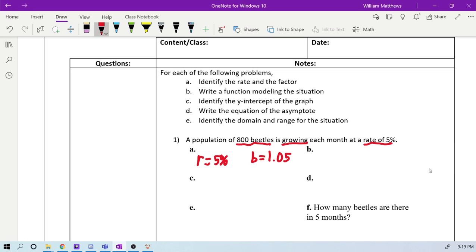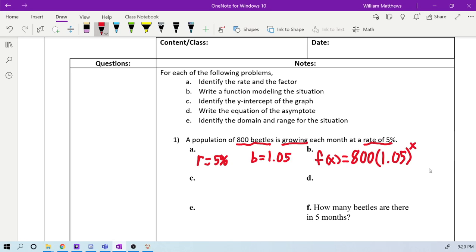B asks us to write a function modeling the situation. So we want to say that our f of x in this situation is going to equal the start, 800 beetles, times the factor, which we already simplified to be 1.05, to the x. This is going to be exponential. It increases by 5% each month.